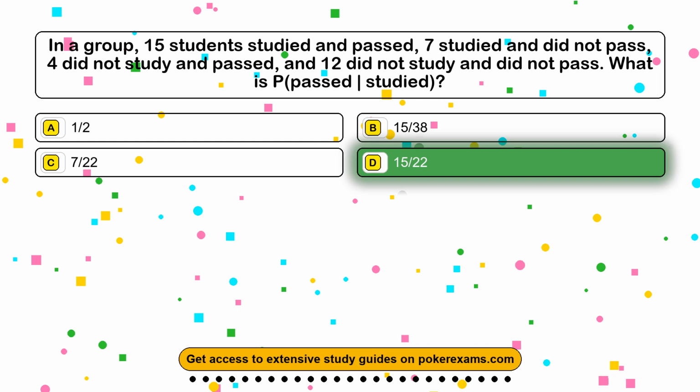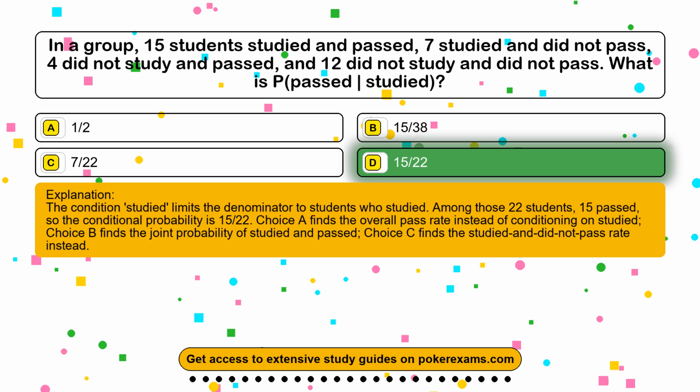The correct answer is option D, 15/22. The condition studied limits the denominator to students who studied. Among those 22 students, 15 passed, so the conditional probability is 15/22. Choice A finds the overall pass rate instead of conditioning on studied, Choice B finds the joint probability of studied and passed, Choice C finds the studied-and-did-not-pass rate instead.